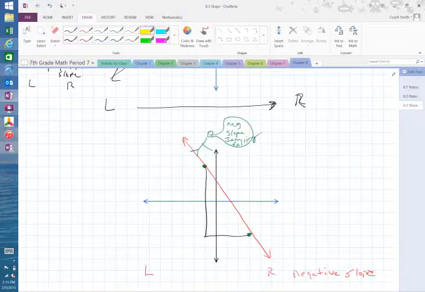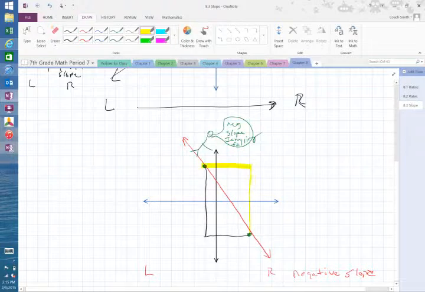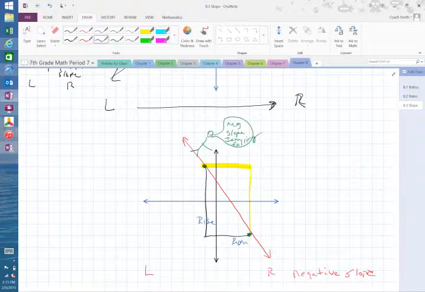I could also use the top part. I could go up and to the left, or I could go to the right and down. Doesn't matter which one I use, I will come up with the same slope regardless. Okay? This over here is the rise. This is the run. The change in the distance horizontally from one point to the other is the run. The change in the distance from one point to the other vertically is called the rise.